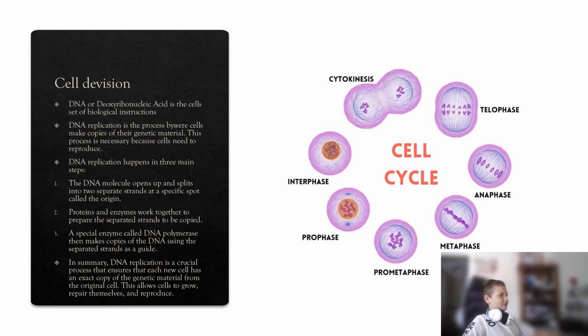DNA replication happens in 3 main steps. The first step is the DNA molecule itself opens up and splits into 2 separate strands at a specific spot called the origin. Now, I will explain this on a diagram in a later slide, if you remember this. Step 2 is proteins and enzymes then work together to prepare the strands to be copied. And then a special enzyme called DNA polymerase then makes copies of the DNA using the separated strands as a guide.